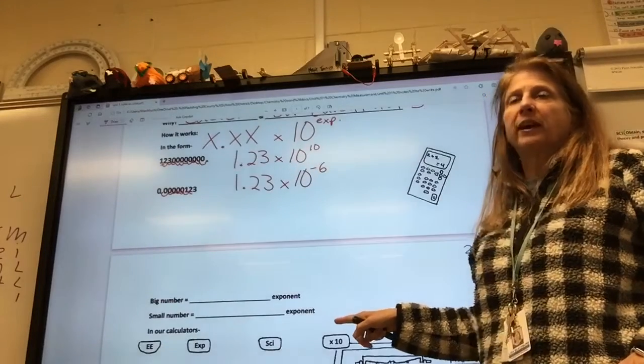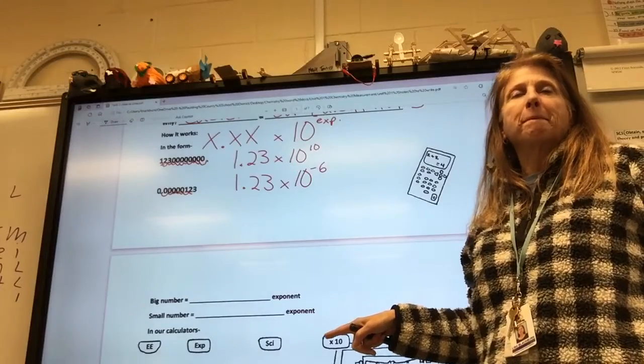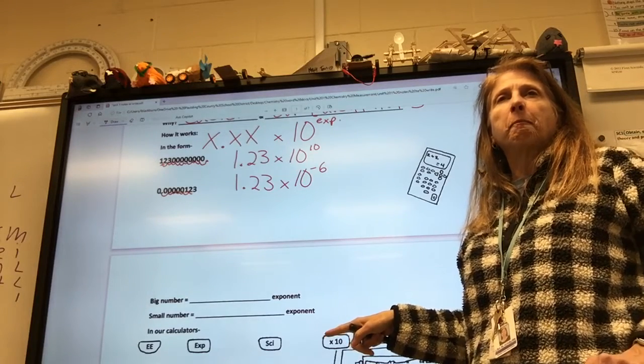Can I scroll all the way down to the next page? Anybody need me to wait a second?